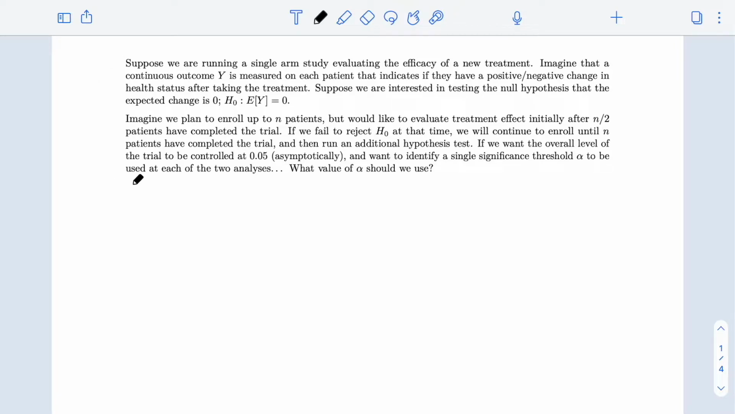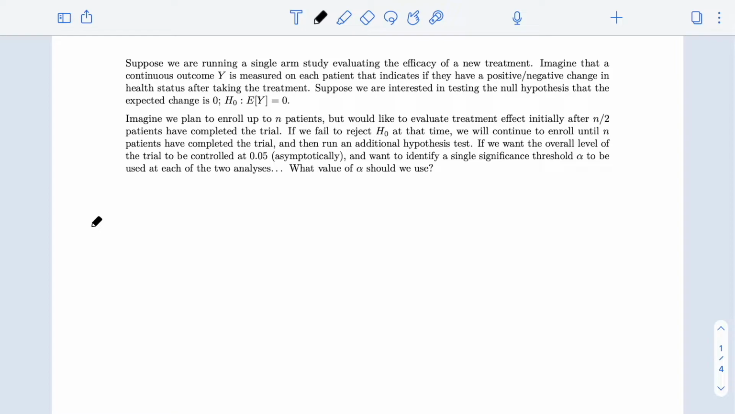I'm going to give a short overview of it. So we imagine we're running a single-arm clinical trial, and we're trying to evaluate the efficacy of a new treatment. And we have a continuous outcome Y that's measured on each patient who we enroll in this trial, and it indicates if they have a positive or negative change in health status after they take this treatment. So positive Y would indicate a positive change in health status, negative Y would indicate a negative change in health status. And one might be interested in understanding the expectation of Y, the expected change in health status after a patient has taken this new treatment.